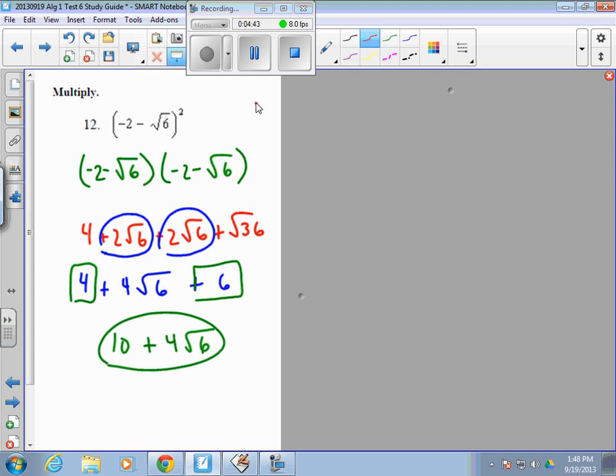The negative square root of 6 times negative 2 is positive 2 times the square root of 6, and then negative square root of 6 times negative square root of 6 is positive square root of 36.